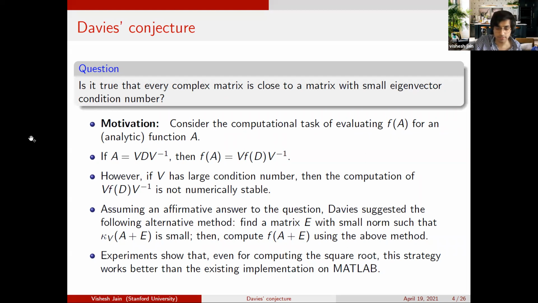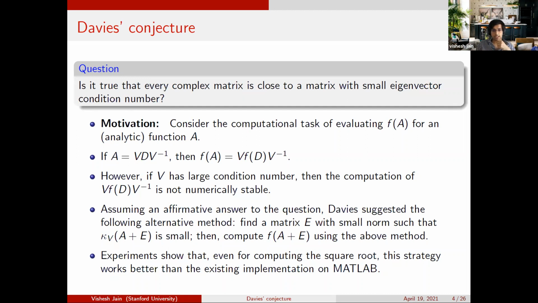So this was sort of the motivation. I should say that these kinds of things, perturbing a matrix to get to a matrix with well-conditioned eigenvectors. This was the example that showed up in Davies' original paper. But since then this has been used in a couple of other things as well, at least a couple as far as I know, possibly more.